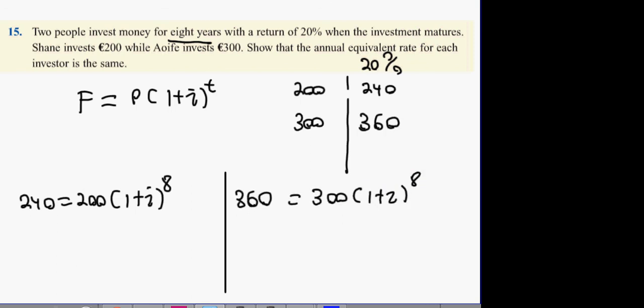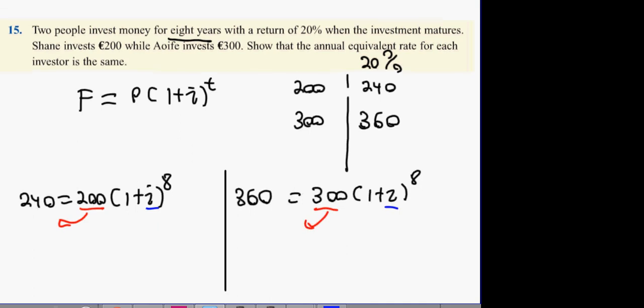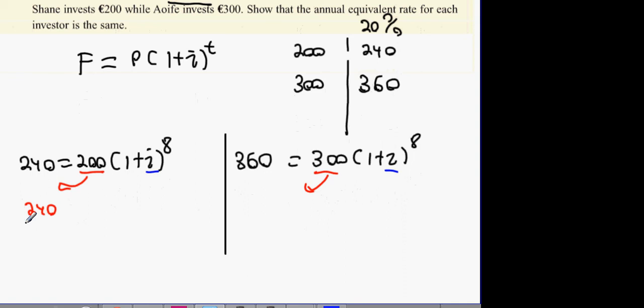Our next part, when we're figuring out what i is, the first thing we always do is get rid of the number that comes in front of the brackets. So bring 200 down, bring 300 down. So you're going to have 240 over 200. 240 over 200 is actually 6 over 5. And 360 over 300 is also 6 over 5.